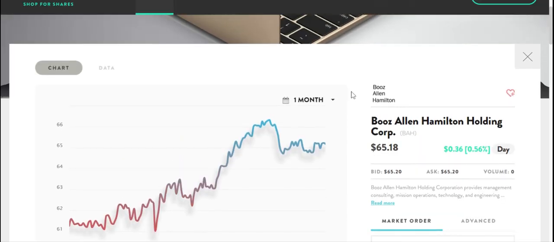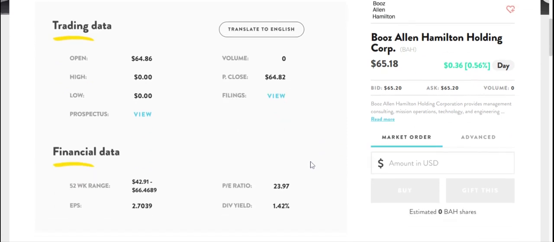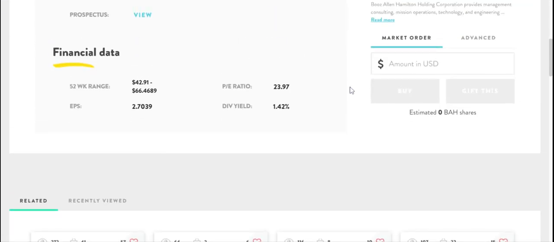As I said, Stake's just a very, very simple program. I'd encourage you to click around, click on everything, read as much as you can about the individual stocks.